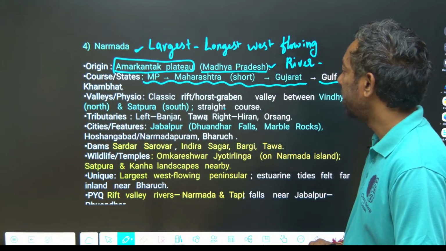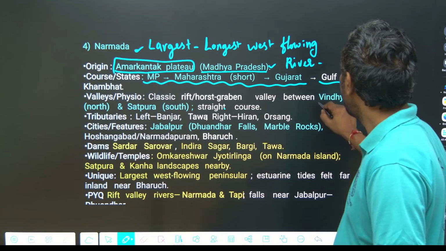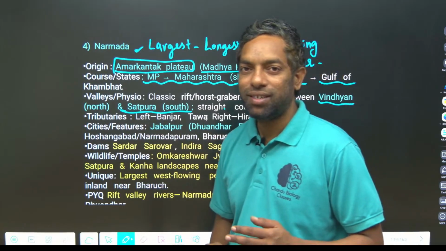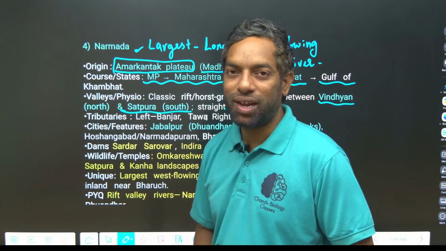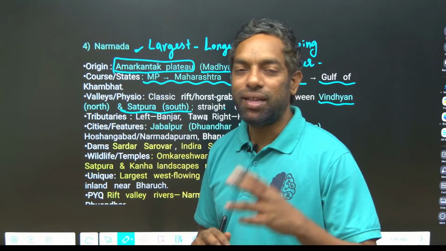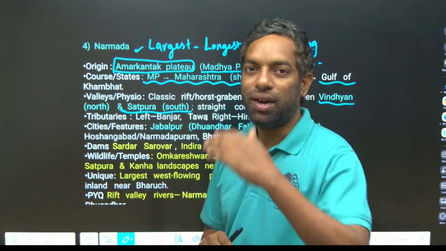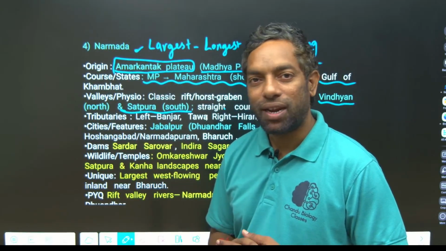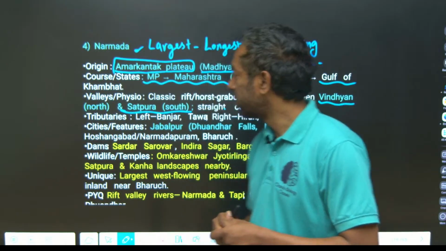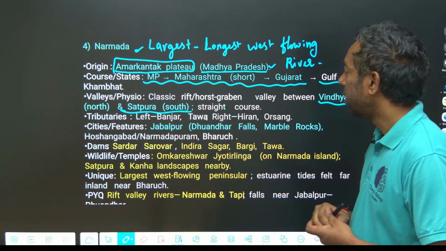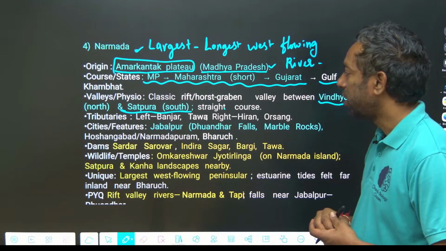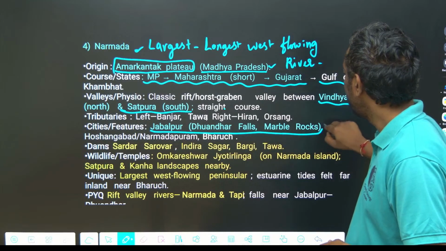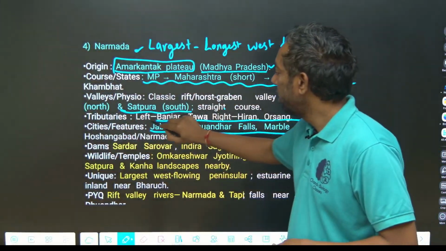The valley lies among ranges like the Vindhya and Satpura. Between the ranges there is a river, the Narmada. The north side has the Vindhya and the south side has the Satpura ranges. They might not ask you about tributaries. The city of Jabalpur has waterfalls also.